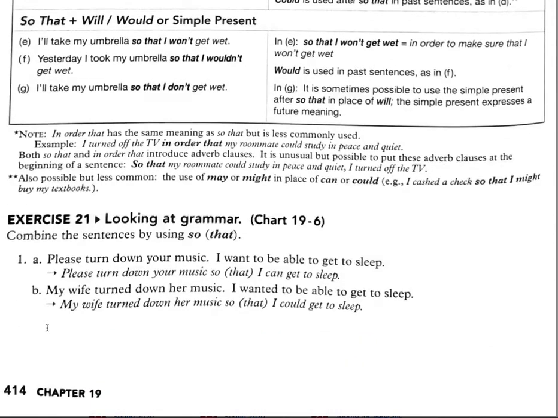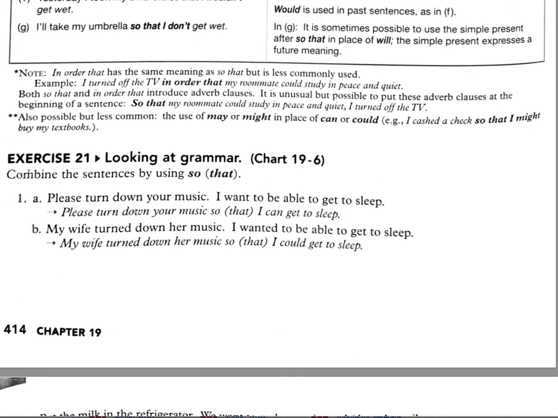If we look at exercise 21, ladies and gentlemen, combine the sentences by using so that. Please turn down your music. I want to be able to get to sleep. Please turn down your music so that I can get to sleep, because this is in the present. Okay? Look at number B. My wife turned down her music. I wanted to be able to get to sleep. My wife turned down her music so that I could get to sleep. Because turned and wanted are in the past, you're using could.